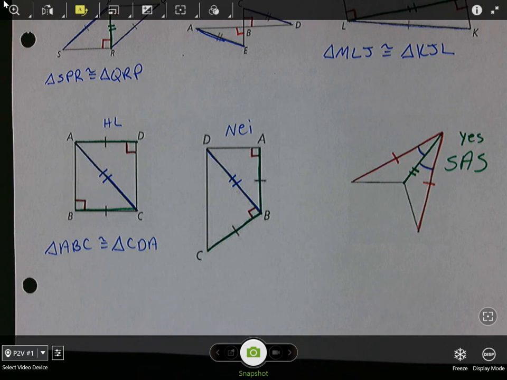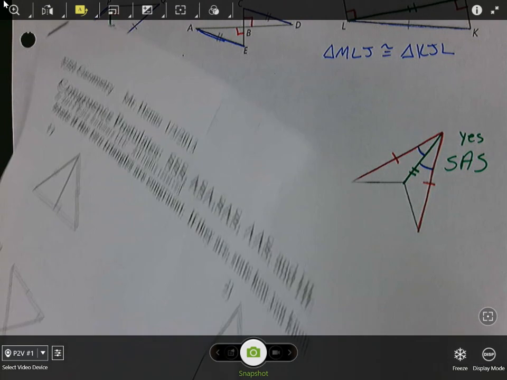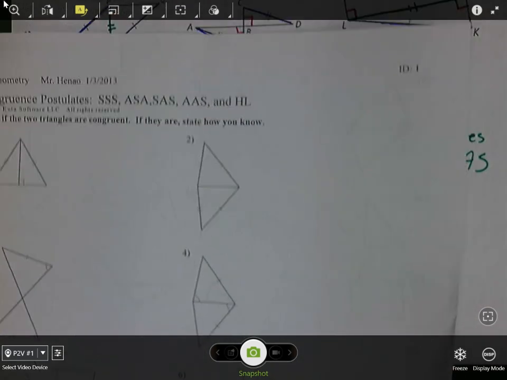This is page 32 or 33. Yep, this is page 33 of your notes, so make sure you put a 33 in the upper right-hand corner. And then 7.3, hypotenuse leg triangle congruence, or if you just want to put hypotenuse leg, that's fine.